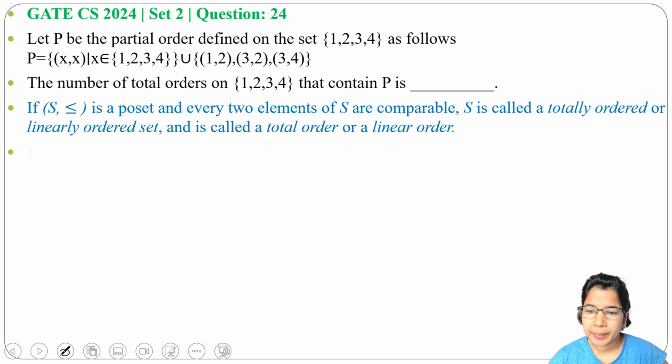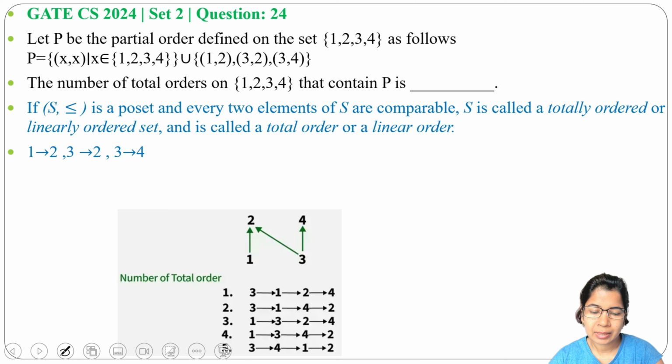So according to P, 1 is comparable to 2, 3 is comparable to 2, 3 is comparable to 4. 3 should come before 2 and 4, and 1 should come before 2, right? So if we draw it, it will look like this: 1 is related to 2, 3 is related to 2, 3 is related to 4. So we need to write the total order in such a way that 1 and 3 should be before 2, and 3 should be before 4. 3, 1, 2, 4: 3 and 1 are before 2 and 3 is before 4.